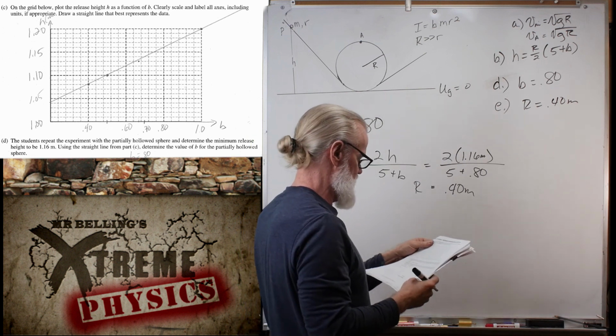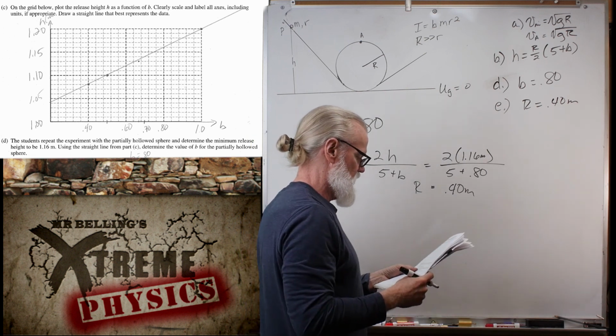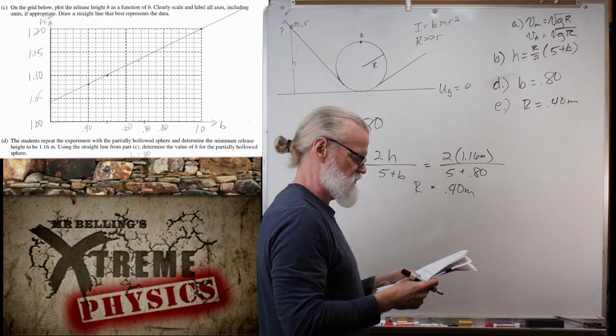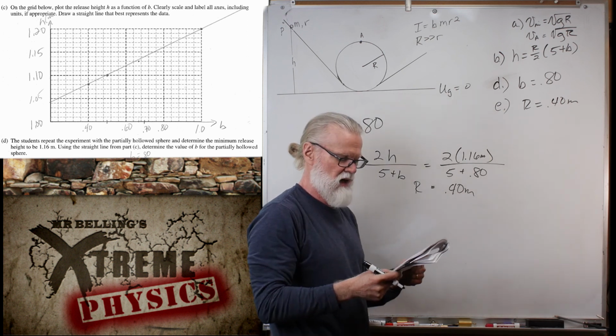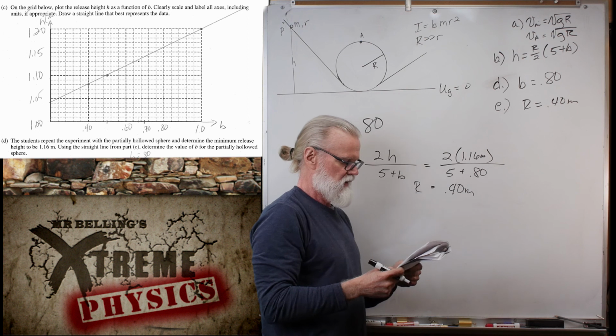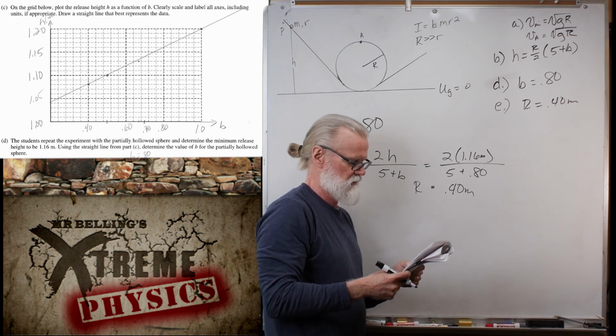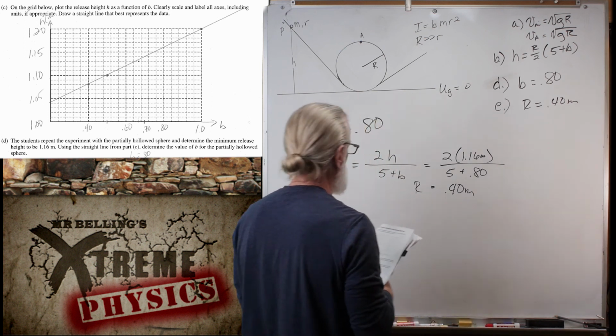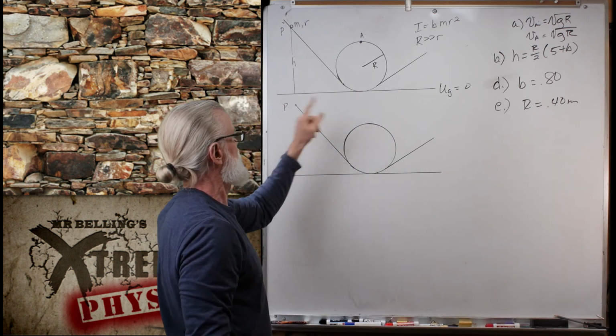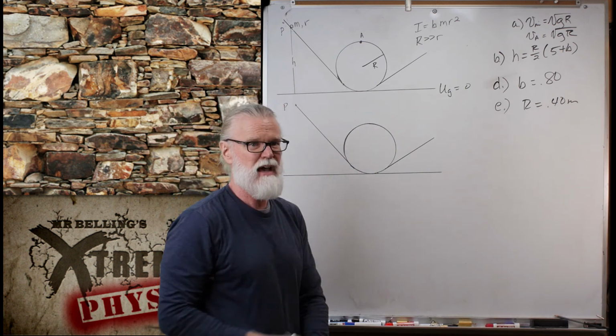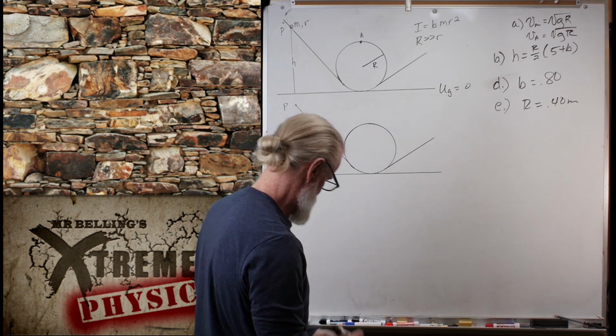In part B, the radius r of the rolling sphere was assumed to be much smaller than the radius R of the hoop. If the radius r of the rolling sphere is not negligible, would the value of the minimum release height be greater, less, or the same? All right, let's take a look. I kind of recreated the loop-the-loop. This time we're going to ask, what happens?